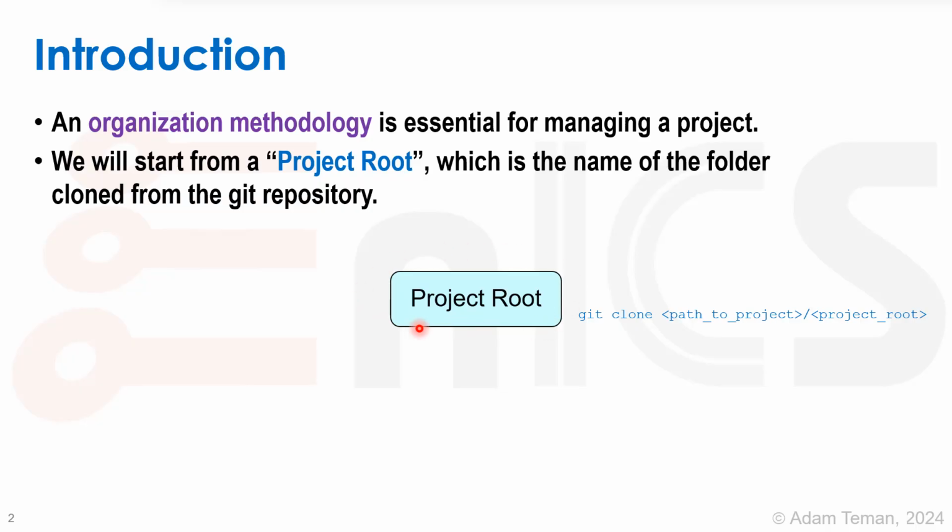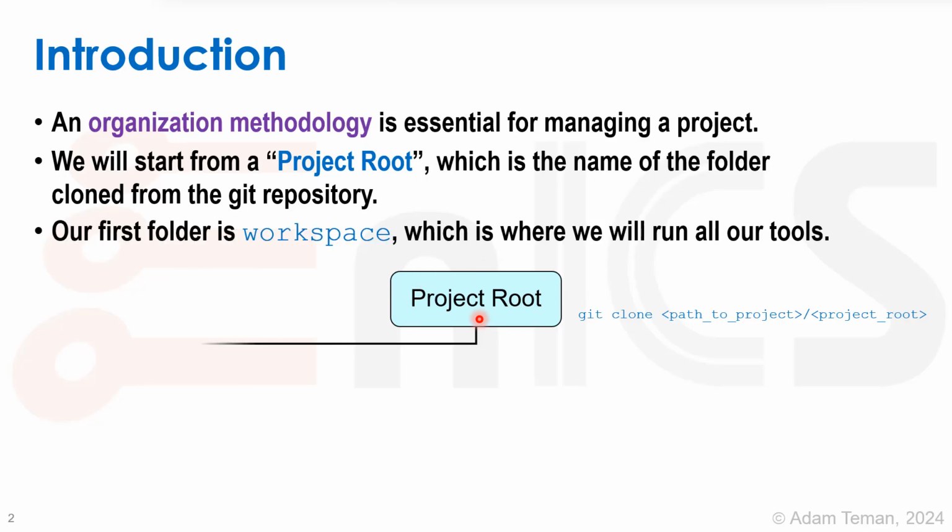We'll start with a base directory, which I'm going to call project root over here. Of course, it will have the name of whatever our project is called. And if I clone something from my Git, that's going to be the name of the folder that is downloaded, and everything's going to be underneath it.